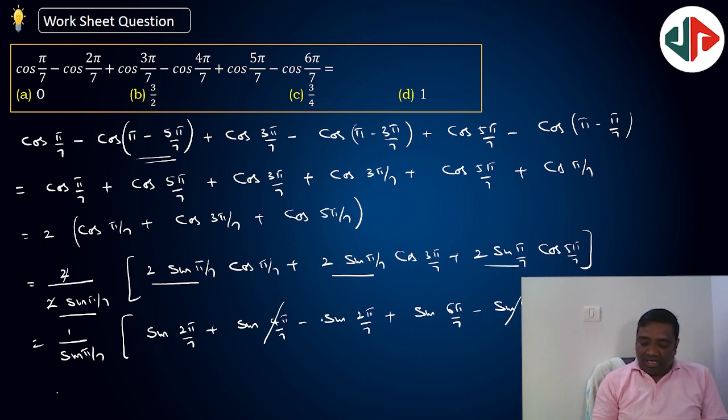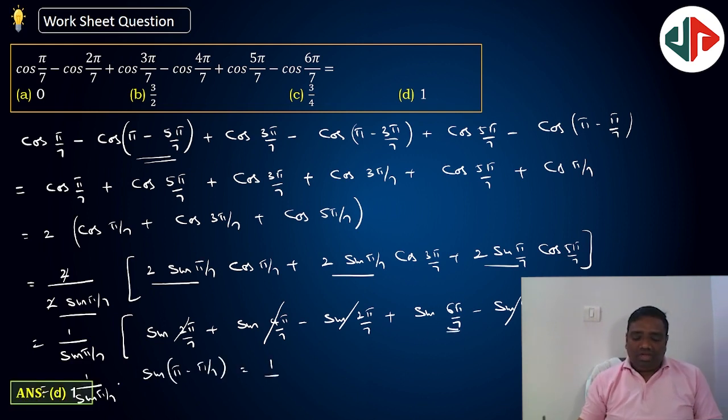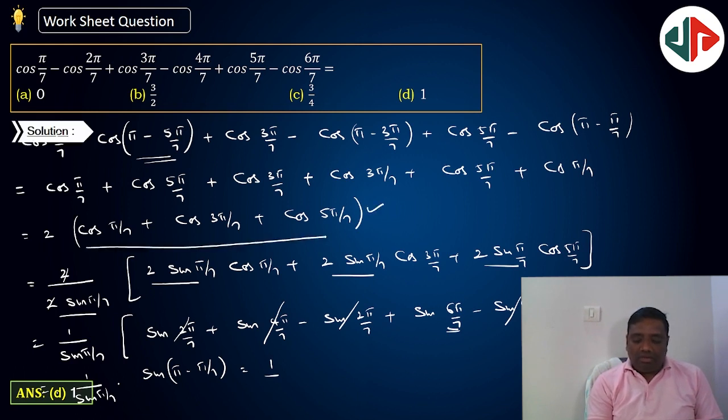Both values will be cancelled. So sin of 6π/7 value is nothing but what? Sin of 6π/7 means sin of (π minus π/7) only. This is the standard form always. This value is always equal to 1 by 2. This value is always equal to 1 by 2. Remember this is the standard form.